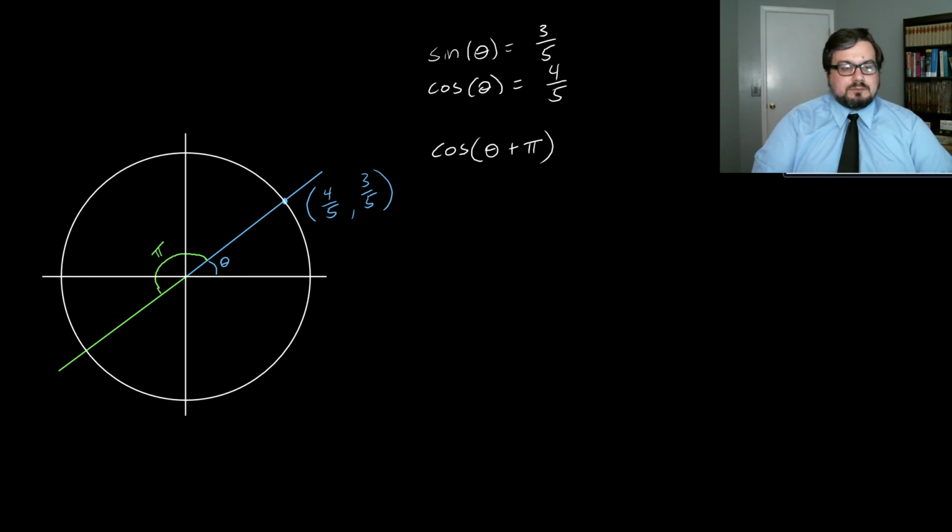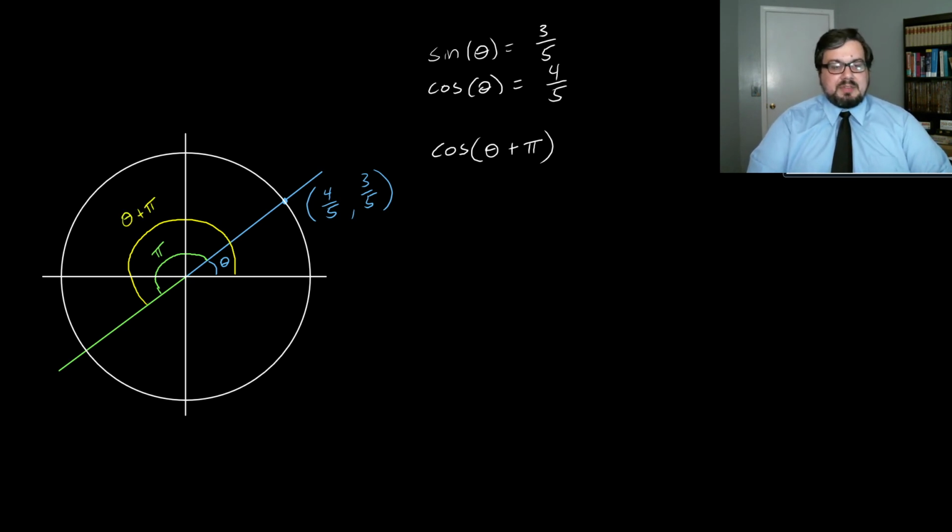the angle theta. So in this diagram, the yellow angle here is theta plus pi. We move theta and we've moved another pi.